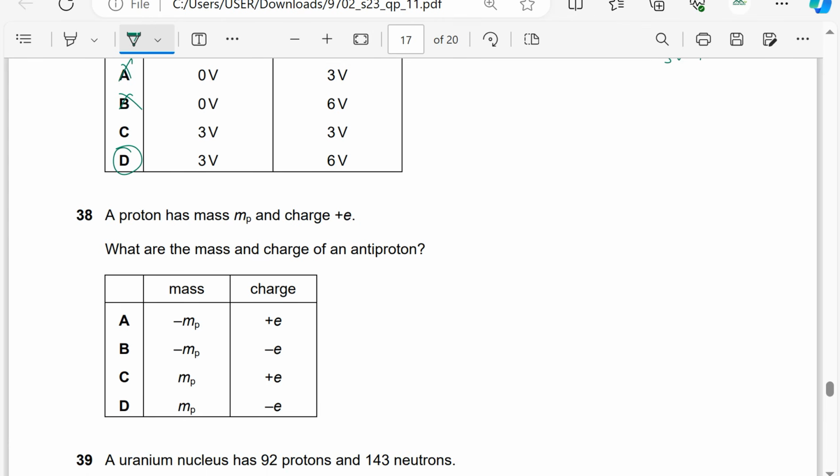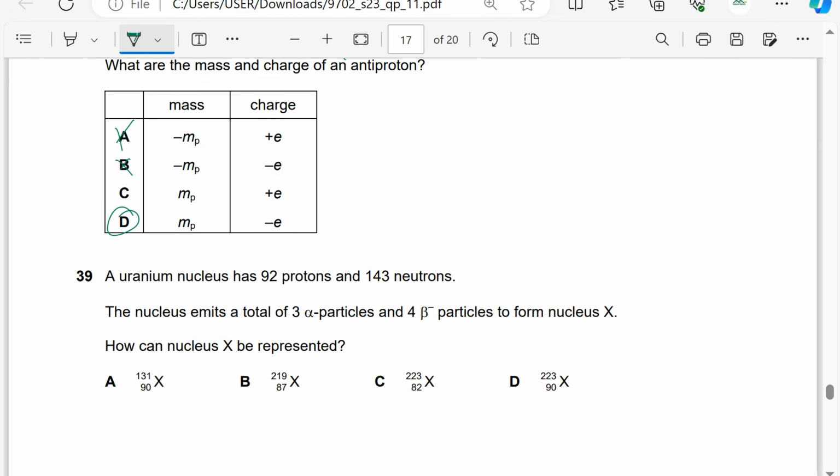Particle physics. A proton has mass mp and charge plus e. What are the mass and charge of an antiproton? Of course, the mass should be the same. We ignore A and B. Then an antiproton has an opposite charge, same mass, opposite charge. So the charge, since the other one has plus e, the other one must be minus e. So the answer is going to be D.